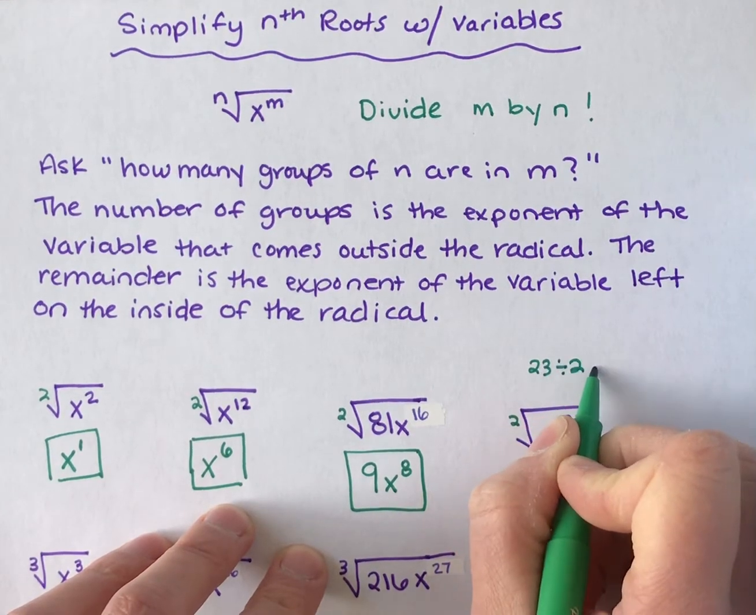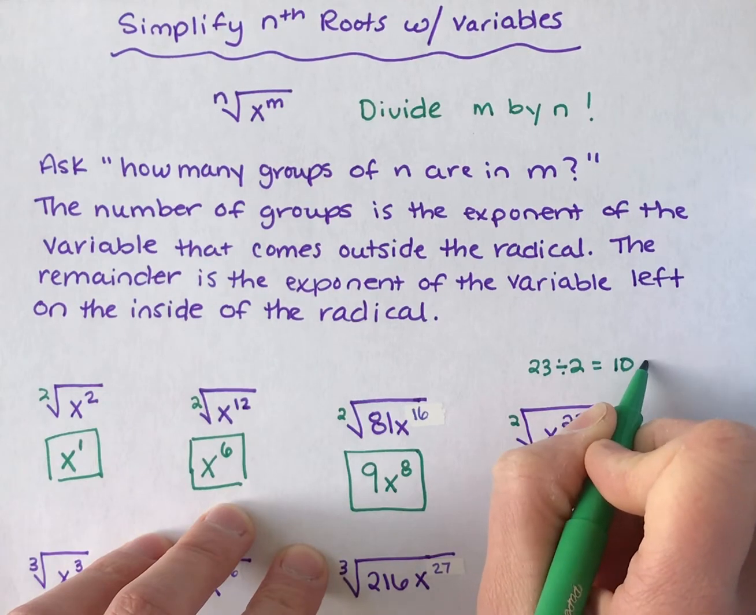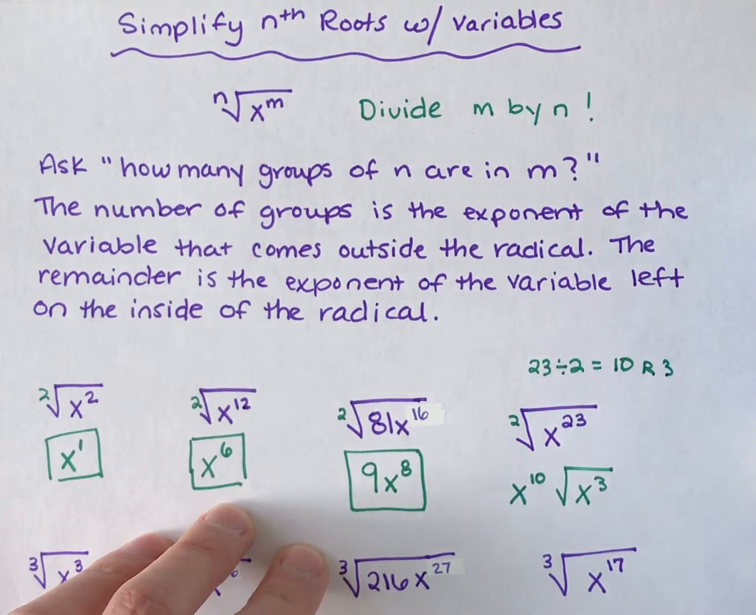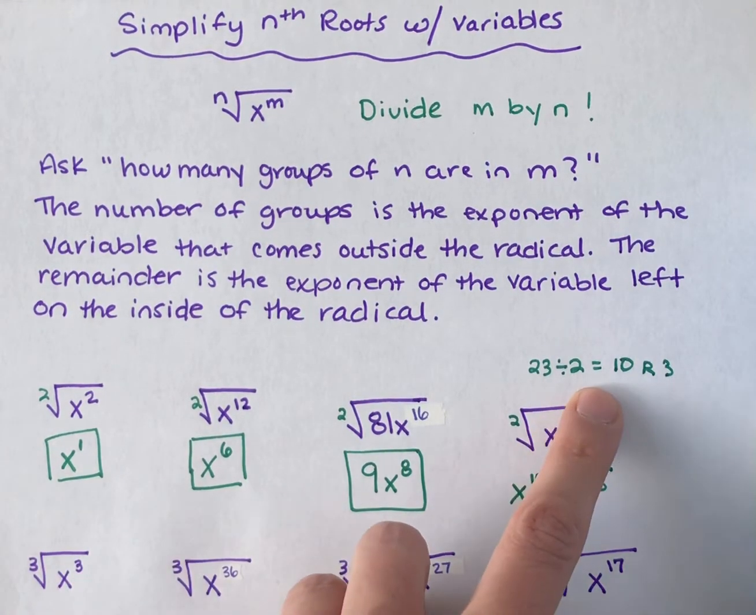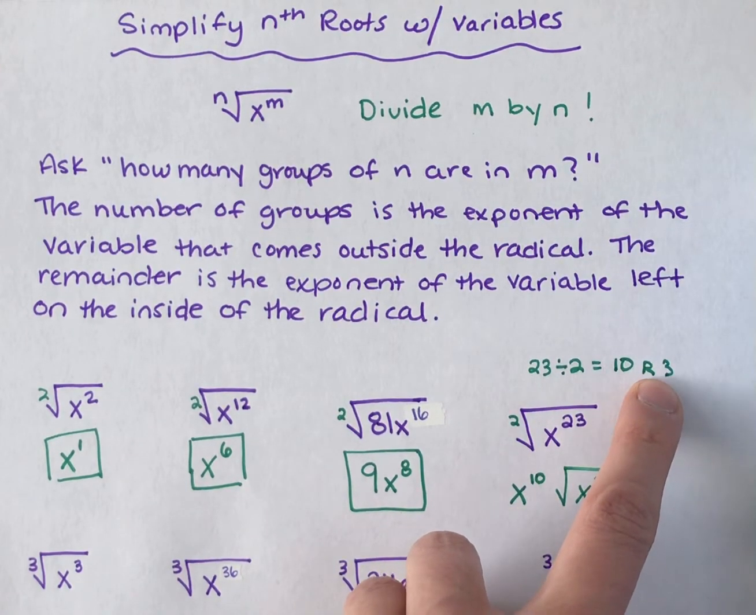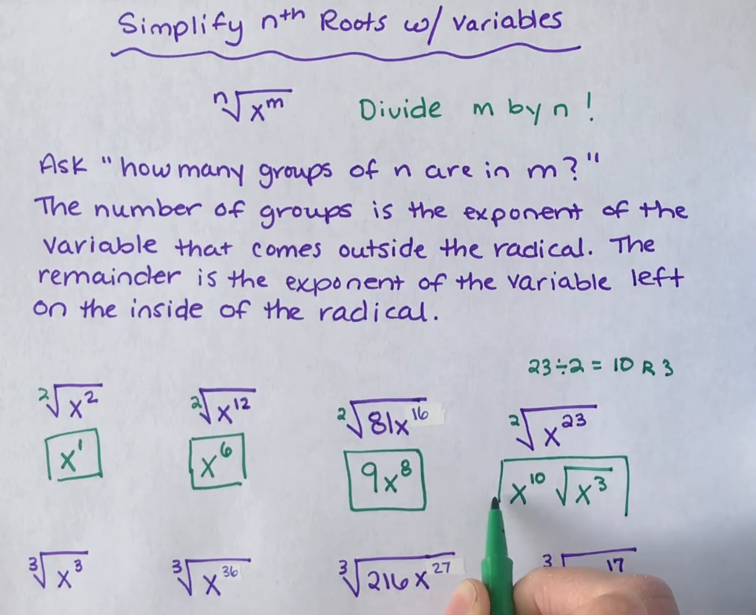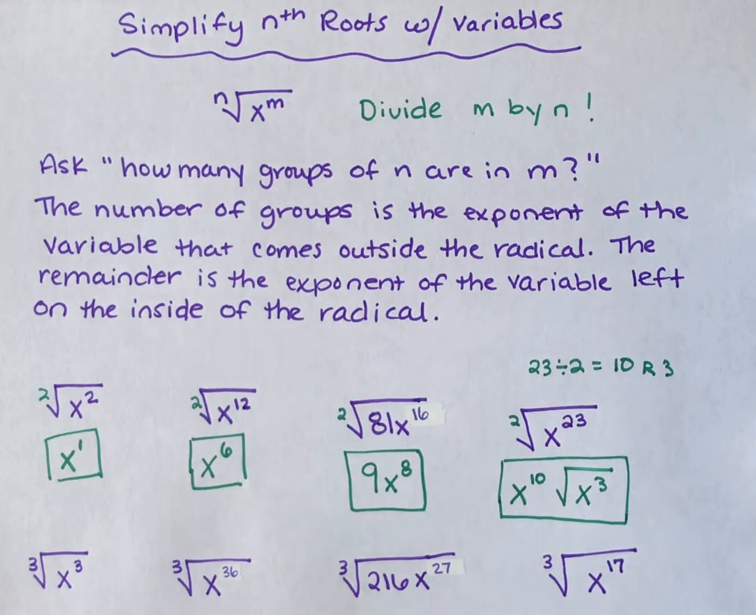23 divided by 2, okay, there was 10, and a remainder of 3, if you kind of think of it like that. Okay, so the 10 becomes your exponent of the variable that comes outside. The remainder that's left over is the exponent of the variable that's on the inside. So as soon as that exponent is not divisible by your index, you're going to have some type of variable left on the inside.